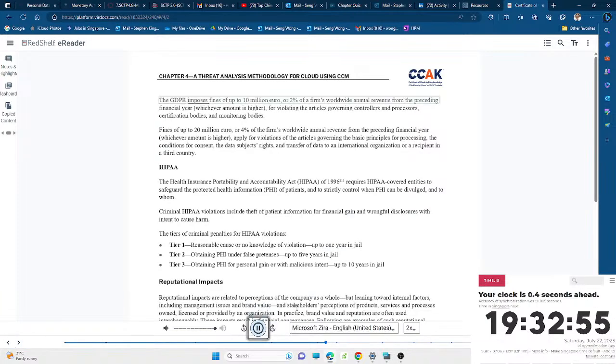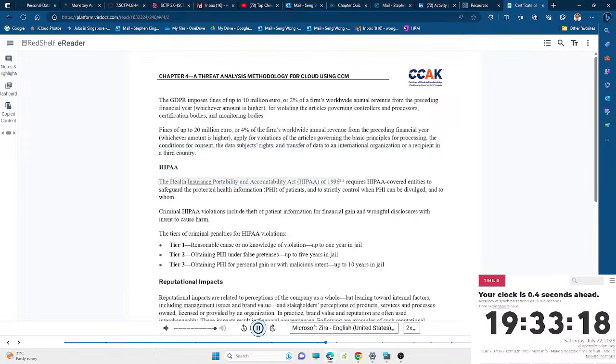The GDPR imposes fines of up to €10 million, or 2% of a firm's worldwide annual revenue from the preceding financial year, whichever amount is higher, for violating the articles governing controllers and processors, certification bodies, and monitoring bodies. Fines of up to €20 million, or 4% of the firm's worldwide annual revenue from the preceding financial year, whichever amount is higher, apply for violations of the articles governing the basic principles for processing, the conditions for consent, the data subject's rights, and transfer of data to an international organization or a recipient in a third country.